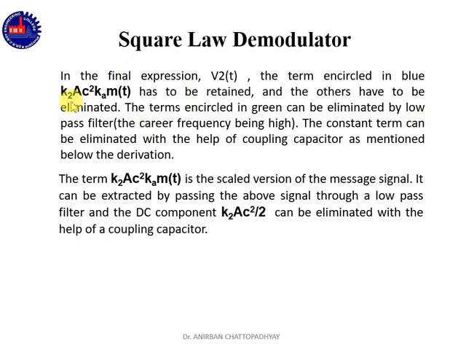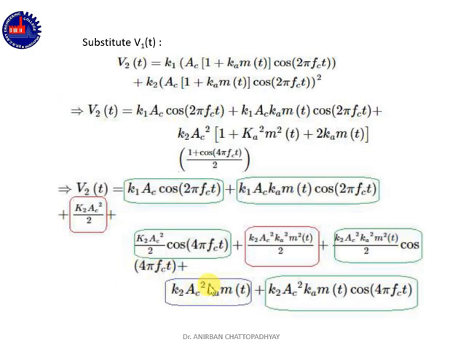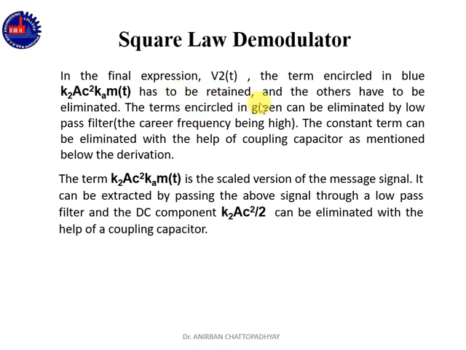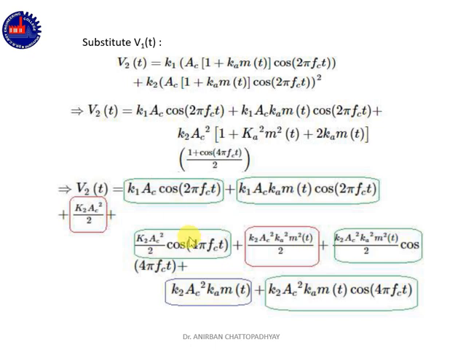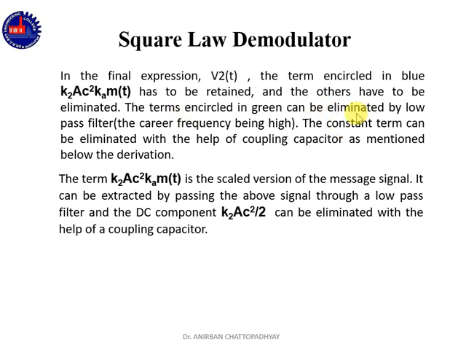Here I have written it, you can go through it. In the final expression V2(t), the term encircled in blue, that is K2 AC square K m(t), which I already explained, has to be retained, and the others have to be eliminated. The terms encircled with green can be eliminated by the low pass filter. These green terms I have already discussed, and these red terms are eliminated by the capacitor because they are DC terms. The constant terms, in red, will be eliminated by the capacitor. So only one frequency component is passed, that is the scaled version of my message signal.